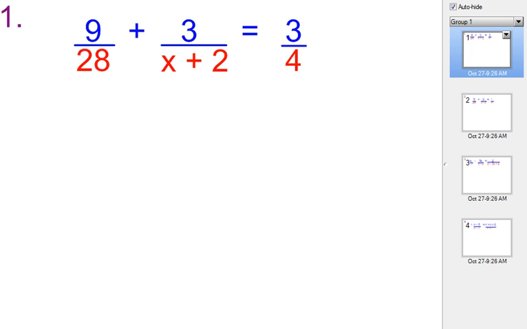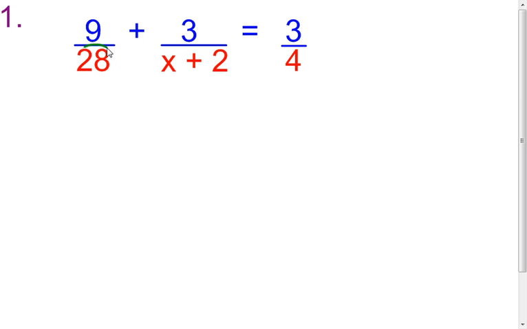The best strategy, I think, is to look at your whole entire equation and think about what would be your common denominator of every term on either side of the equal sign. So I have a 28 here and I have a 4 here. Of course, my common denominator between 4 and 28 is 28. So if I look at just the numbers, my common denominator is 28, and then I have this x plus 2 here as well. So my common denominator is actually 28 times x plus 2.